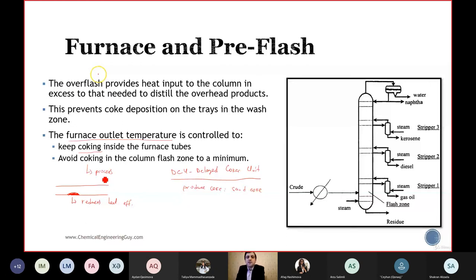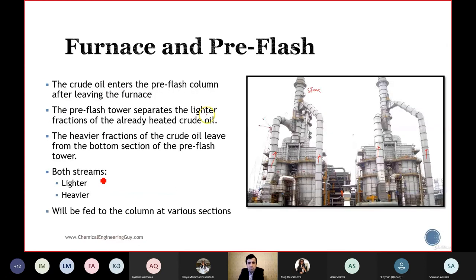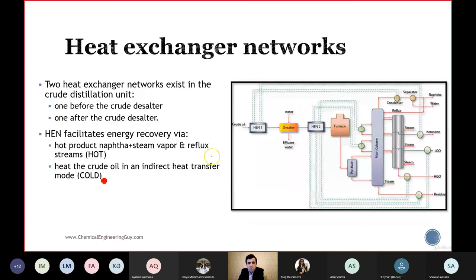Who has an idea? What is HEN, or heat exchanger network? A heat exchanger network is a network of a number of heat exchangers, 6, 8, 10, etc. As you can see, we have two heat exchanger networks in crude distillation, one before the desalter and the second after the desalter.